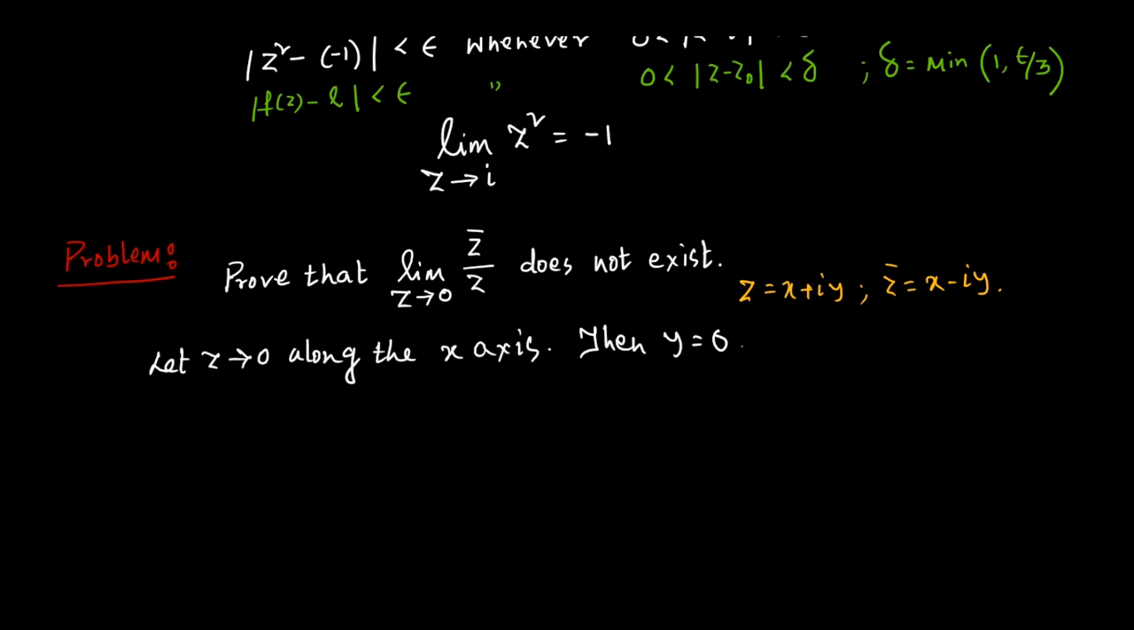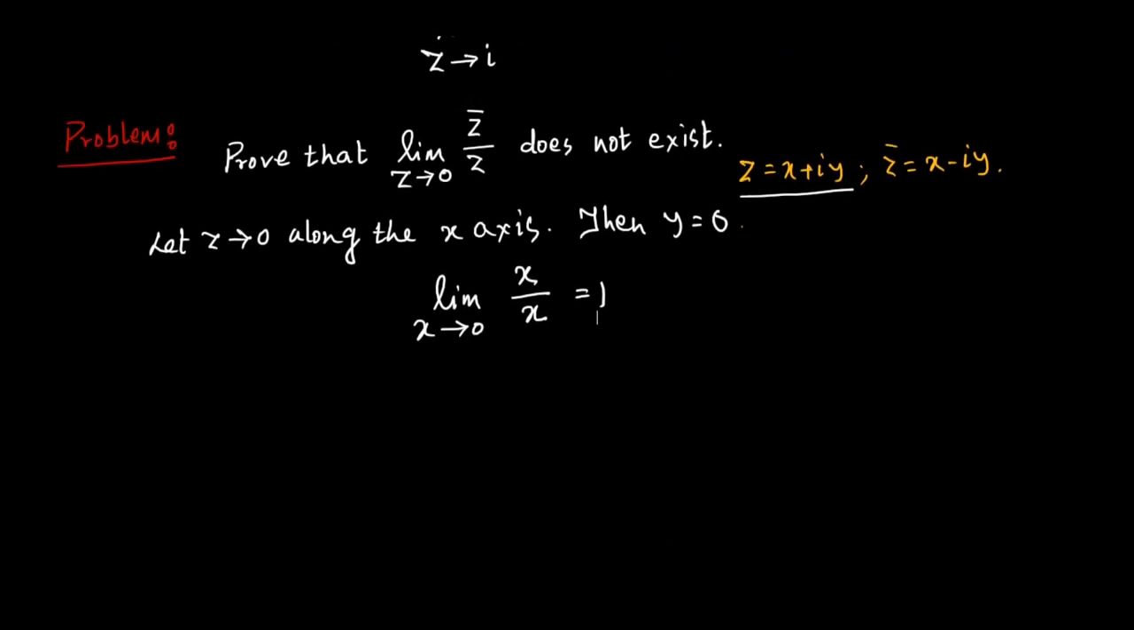The required limit will become the limit as x tends to 0, because y has already become 0. So z tends to 0 means x tends to 0, because z is equal to x plus iy and y is 0. Limit x tends to 0 of z bar by z: z bar means x, and z is also x. So the value of the limit is 1. So when z tends to 0 along the x-axis, the required limit is 1.